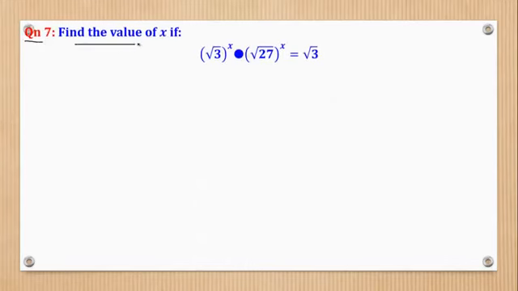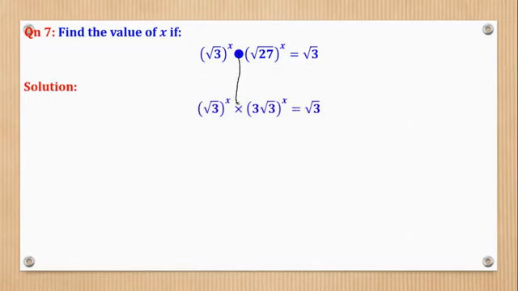Question 7 says, find the value of x if this dot means multiplication. So we're going to first change it to what we know, multiplication sign. Then we realize that this base, this power and this power is the same, so I can pull it out. And here the base will become that. I think that is the rule of indices. Hope you remember it.